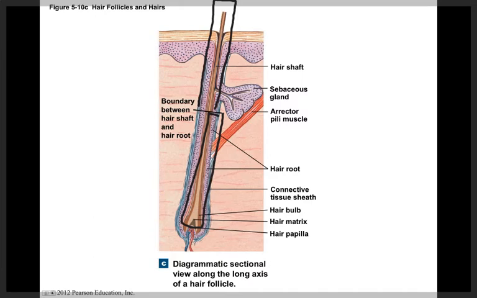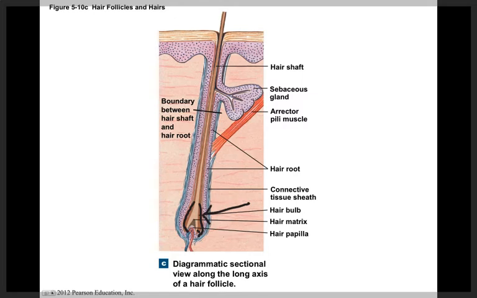The cuticle is the layer that forms the outer surface of the shaft. Hard keratin makes up the cell content of both the cortex and the cuticle. The hair papilla is connective tissue that contains both arteries and nerves. It's sort of an indented area at the bottom of the hair root, and the hair bulb is the epithelial cells that surround the end of this hair where it starts to bulge out slightly.